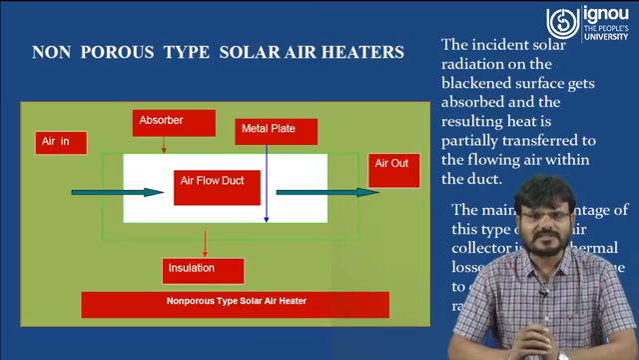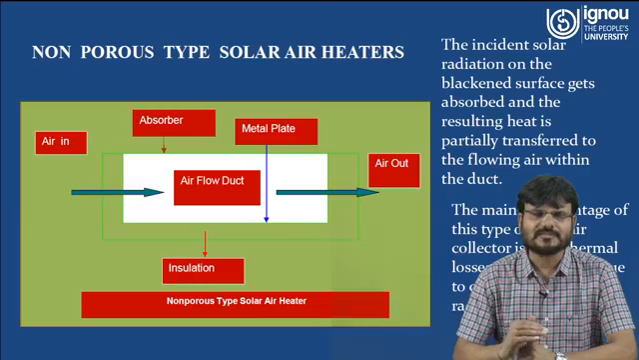Now you can see in the picture, that is a non-porous type solar air heater. Here you can see there is one chamber denoted as an air flow duct, in which air flows, and above the chamber is the absorber, which has a black surface. Why is it blackened? To absorb more heat. So what happens here is that incident solar radiation on the blackened surface gets absorbed, and the resulting heat is partially transferred to the flowing air within the duct.